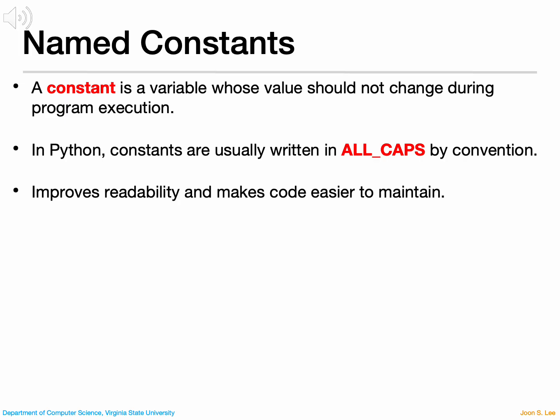Using named constants makes code easier to read and maintain. If you need to use the same value multiple times, like pi in a formula, you only need to define it once, and the name makes the purpose clear. So remember, when you have a value that shouldn't change, make it a named constant.